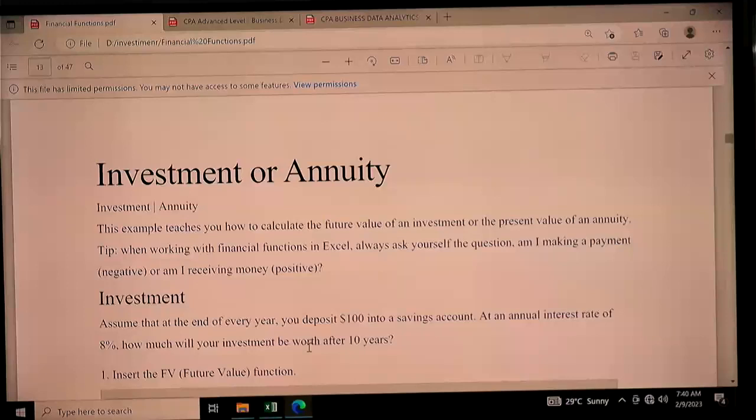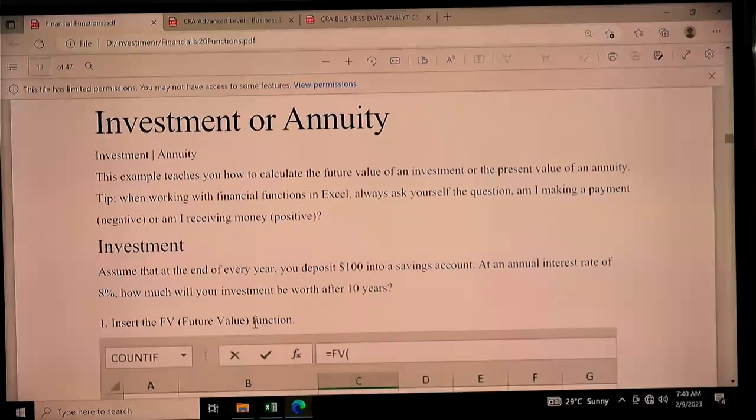So we will start with the simplest function that we use when computing the investment. The first function is future value. If you have your book, you can say something about future value. What is this future value? Then you can write down that function, future value.